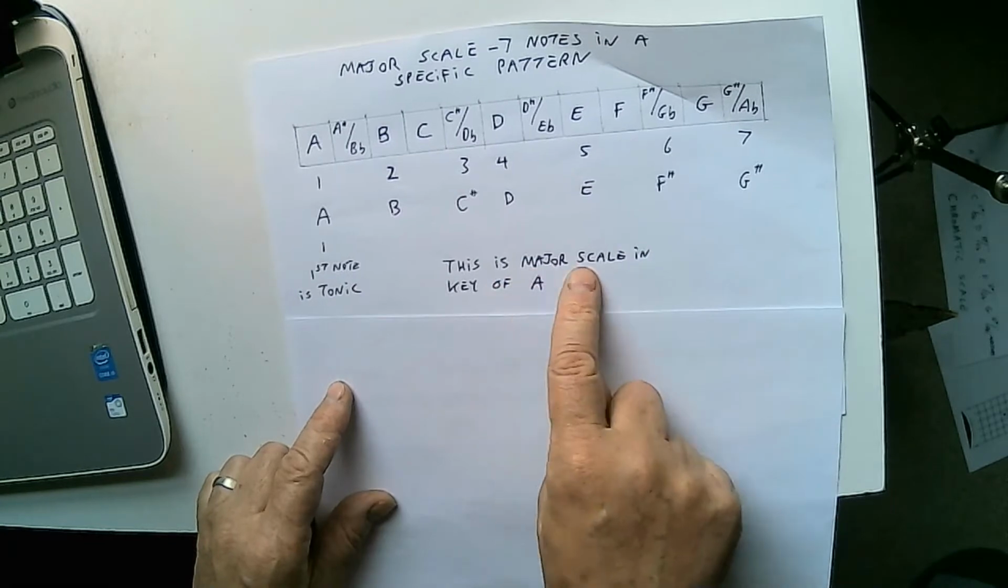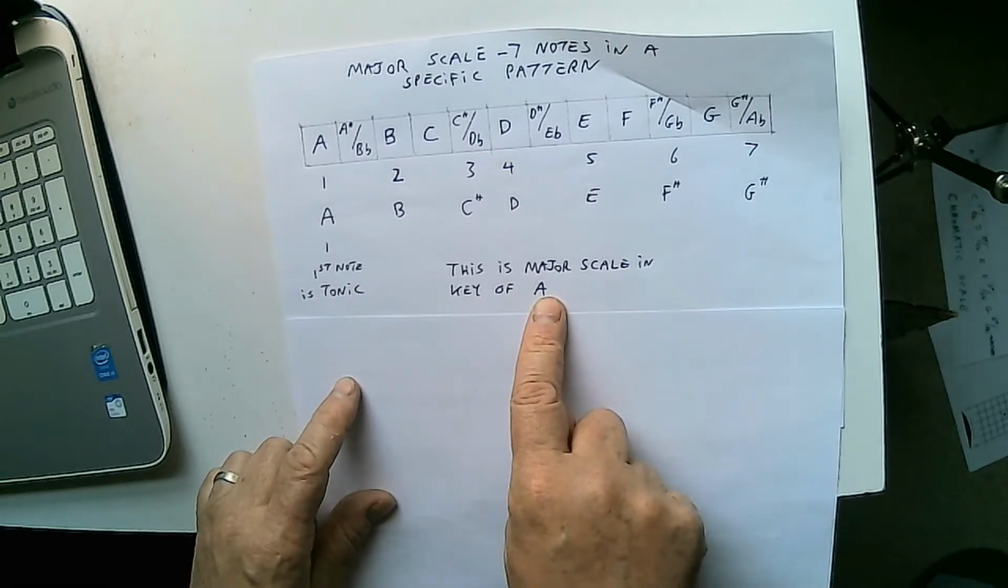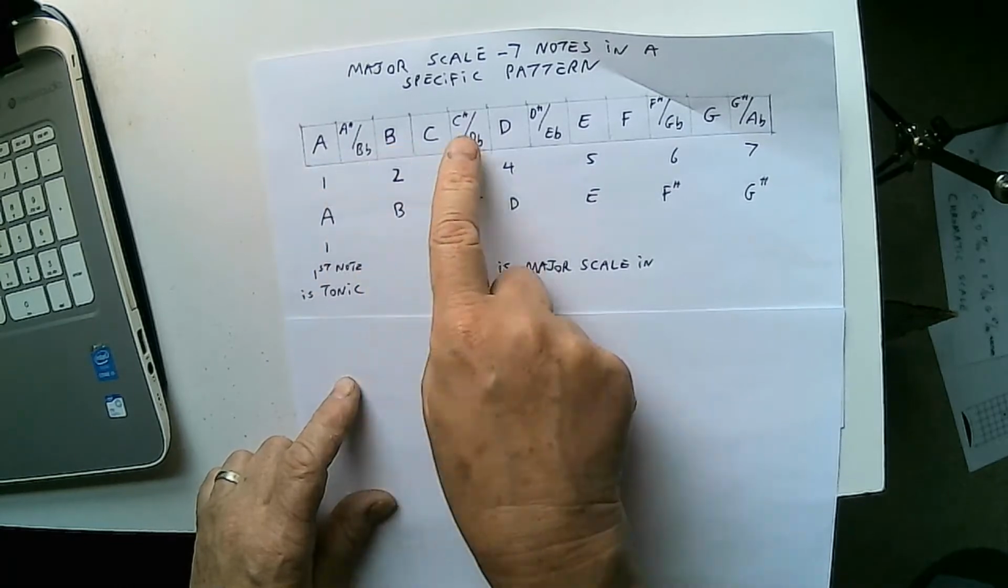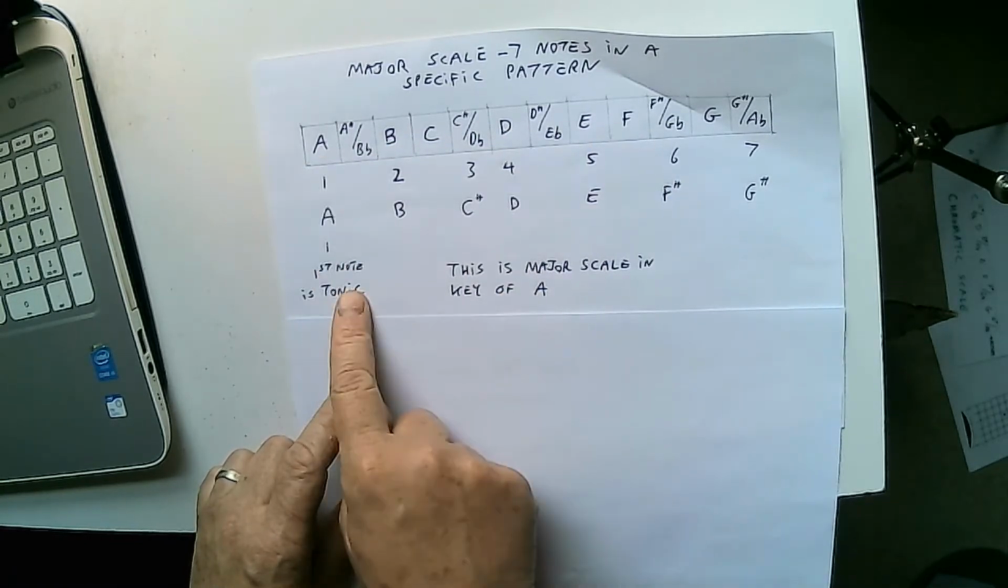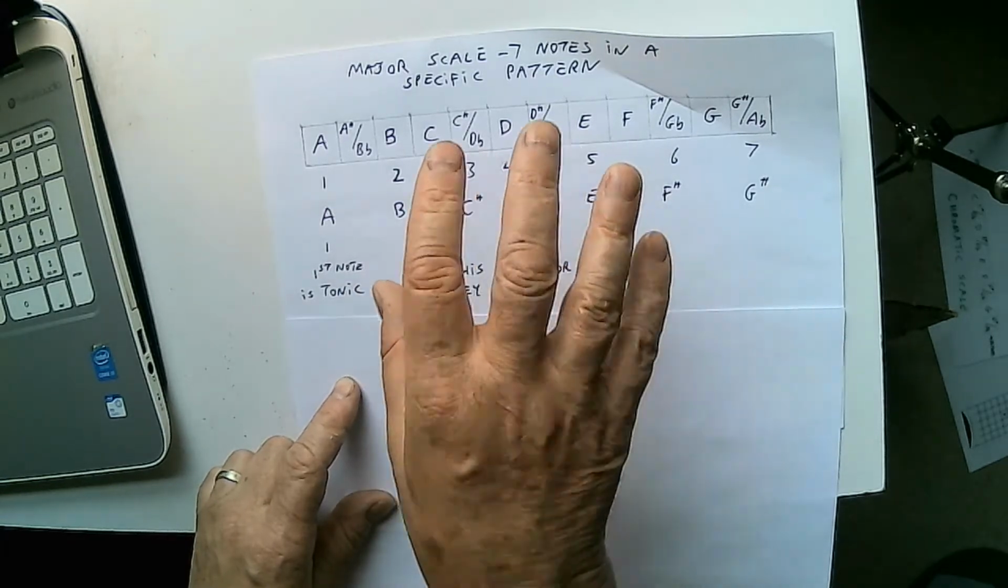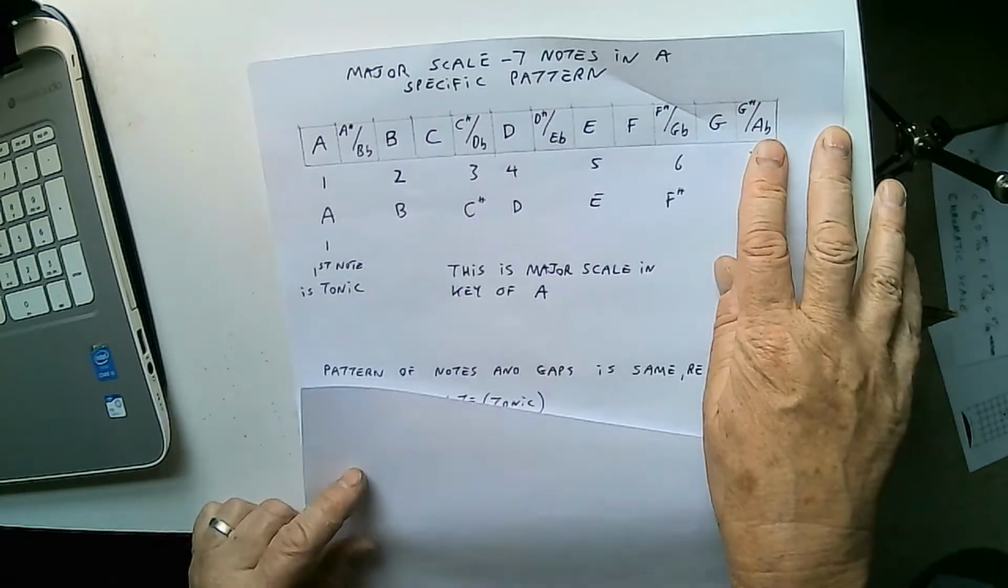So in this example, that would be the major scale in the key of A. A is a starting point. It's also known as a tonic note. All these notes have names, but the tonic is the first note. Doesn't mean you're playing a tune like this. This isn't a tune, this is just a scale.